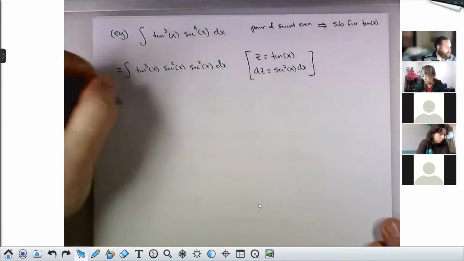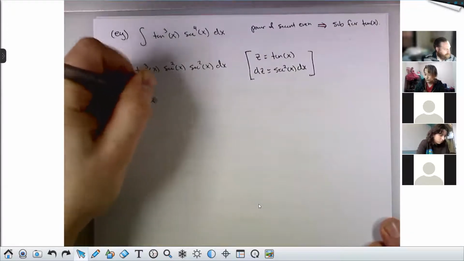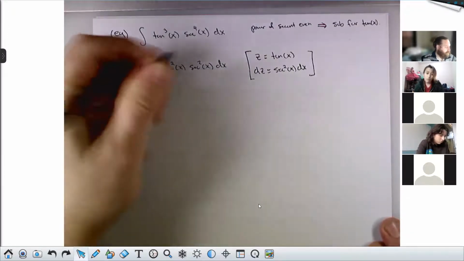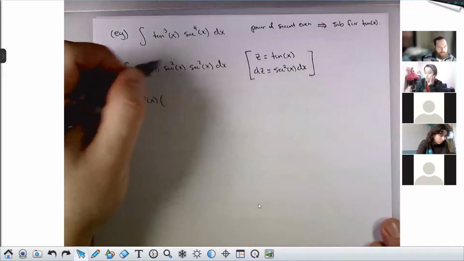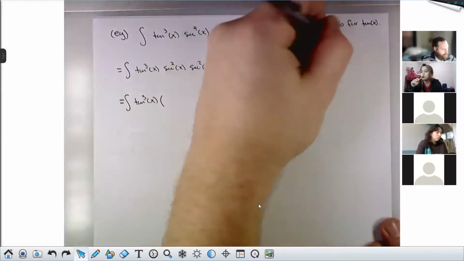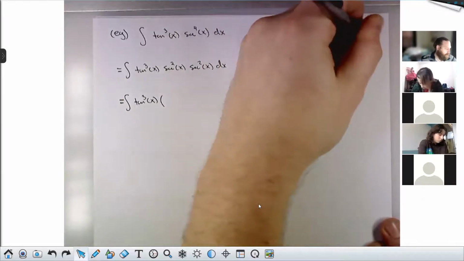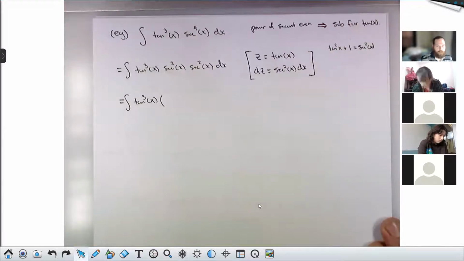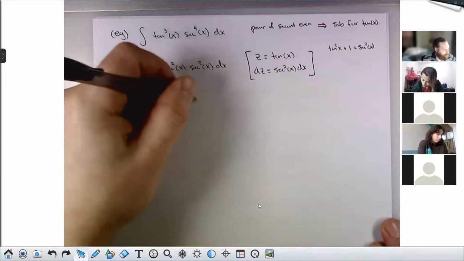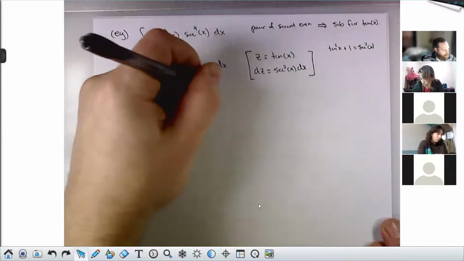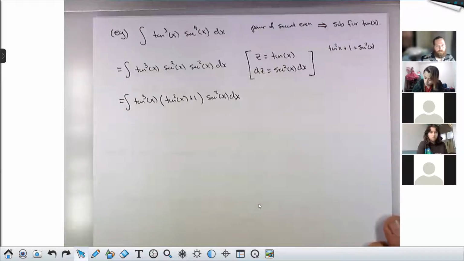Before I can employ that substitution, though, I need to rewrite the remaining secants as tangents. So I have tan cubed x. This secant squared x dx is going to be dz, but this secant squared x needs to be rewritten as tangents. And the identity here, tan squared x plus 1 equals secant squared x. That's your identity. So that secant squared x, I'm going to write that as tan squared x plus 1. And the other secant squared x, I leave alone because it has been set aside with the differential for the substitution.